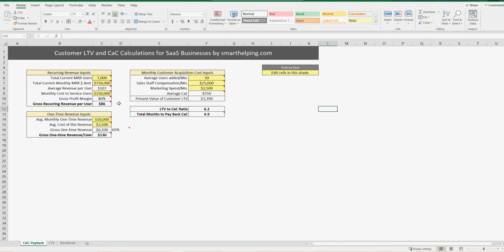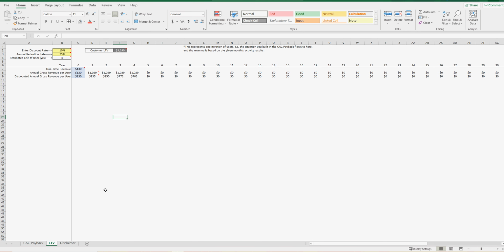And then based on this recurring revenue and this one-time revenue, we go over here and you can see these calculations automatically pull in, and then you've got a retention rate here. Let's say right now it's 75%. So that means you're losing a quarter of your cohort every year. So we say that the average customer length is 4 years in that case.